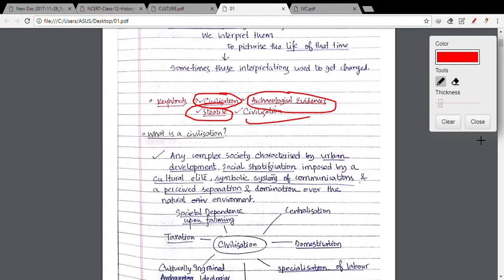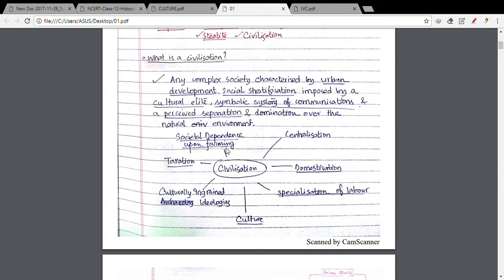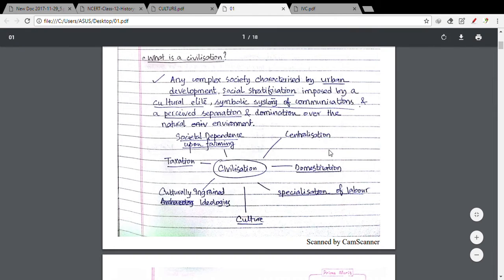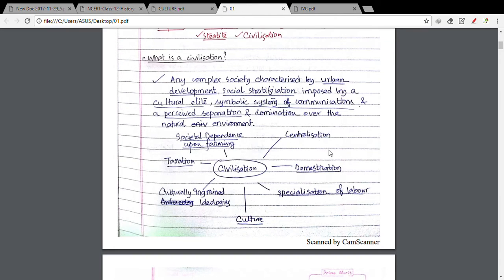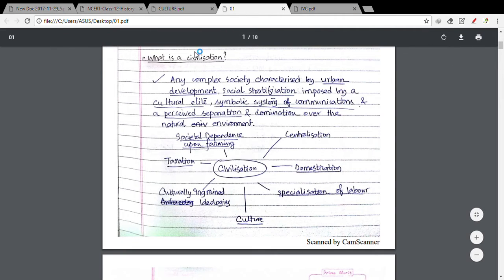Civilization is noted twice here, sorry for that. Now the question is, what is a civilization? Before asking why it is called the Harappan civilization, the answer is that between Harappa and Mohenjo-daro, Harappan sites were discovered earlier, so this is known as the Harappan civilization. But the basic question is, what is a civilization? Now this is an important thing.